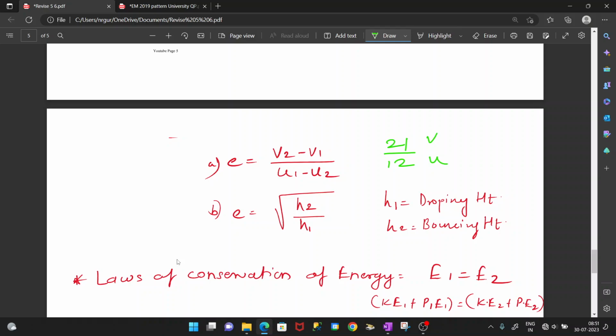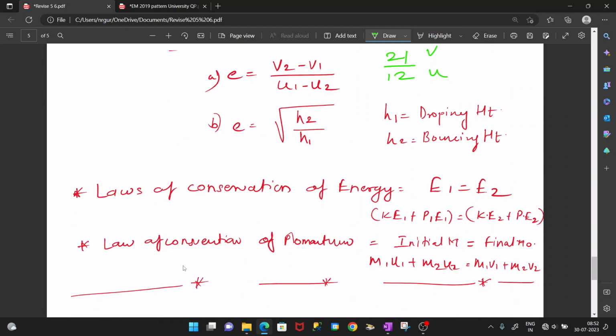The other formula for the coefficient of restitution is the square root of h2 upon h1. What is h1? h1 is the dropping height, h2 is the bouncing height. And these formulas or conditions you have to use in the particular examples to solve.